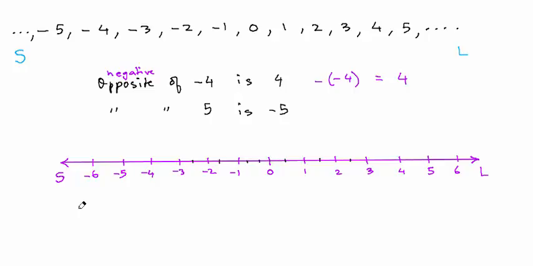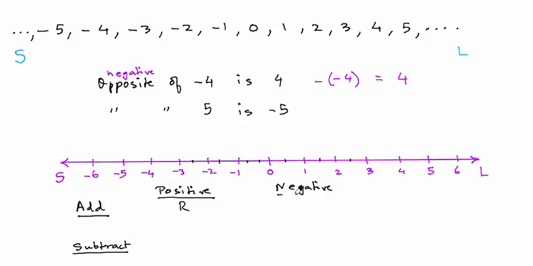And the rules are, if you're adding, and then we will also talk about subtracting. If you're adding a positive number, you want to go right. And if you're adding a negative number, go left. Similarly, if you're subtracting a positive number, you want to go left. But if you're subtracting a negative number, you want to go right.